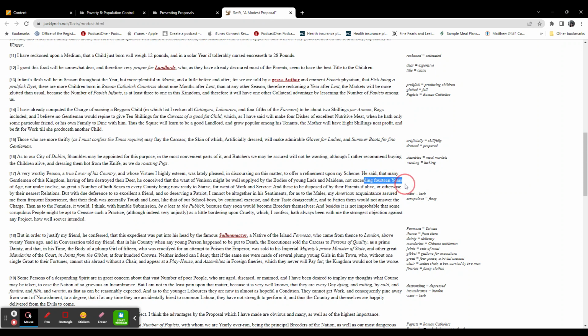Not exceeding 14 years old, nor under 12. So great a number of both sexes in every country being now ready to starve for want of work and service, and these to be disposed of by their parents if alive, or otherwise by their nearest relations.